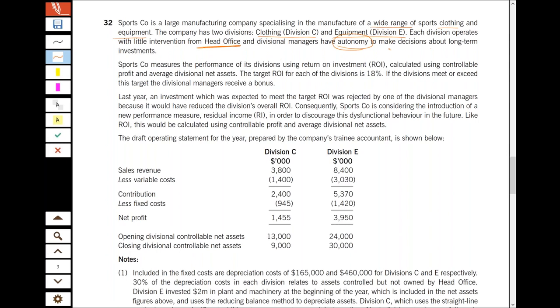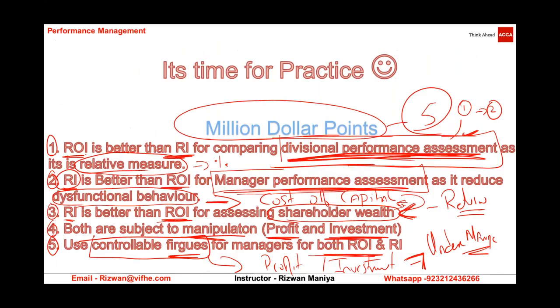Sports company measures performance of its divisions using ROI. This means for divisional performance, they use ROI, and this is what we have learned. ROI is better than RI for divisional performance. Getting it, guys? This is the concept. I'm showing you the concept.